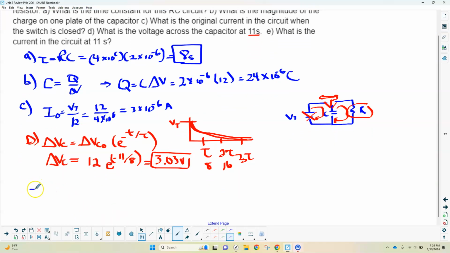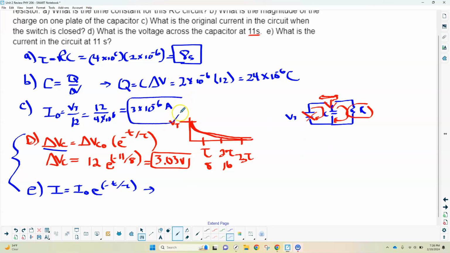The last part, sorry, it's a really long video. The last part is essentially the same equation. It's just using the current instead. Same kind of idea. It's I equals I naught e to the negative t over tau. Again, these are both discharging. Charging has a slightly different equation for voltage, but the current is still the same. That's the same equation. So we're going to use the current idea. That's this number. I didn't mess this one up. It's 3 times 10 to the negative 6 times e to the negative 11 over 8 again.